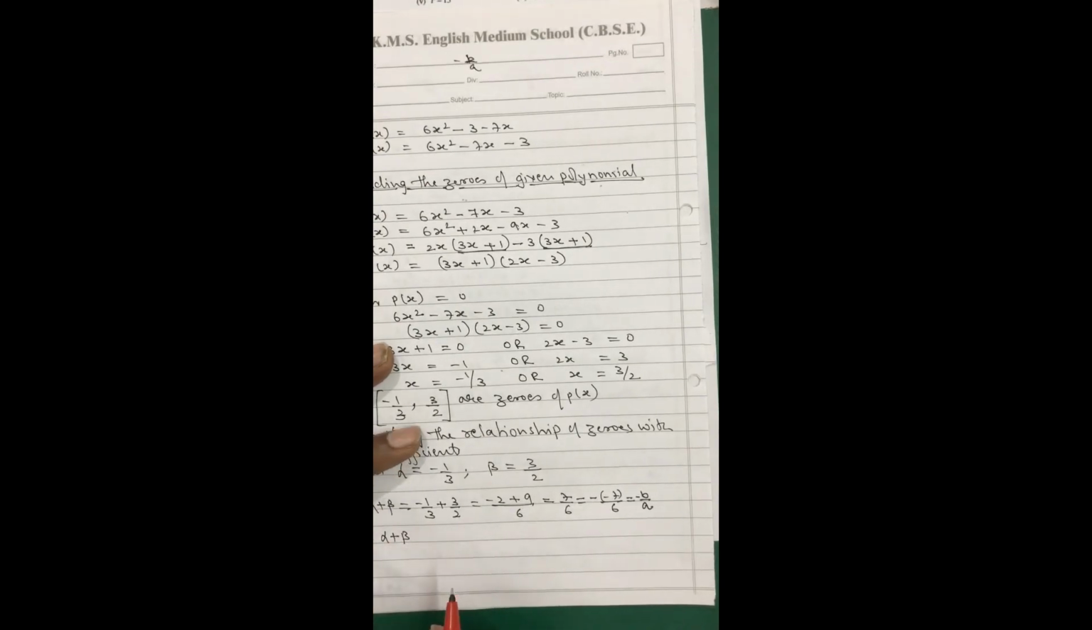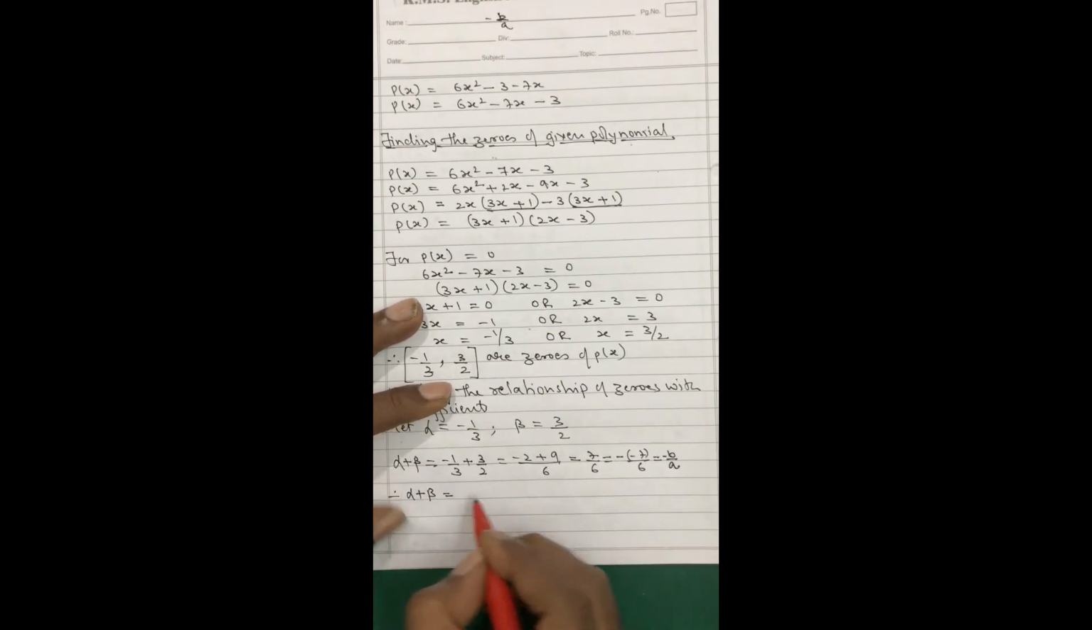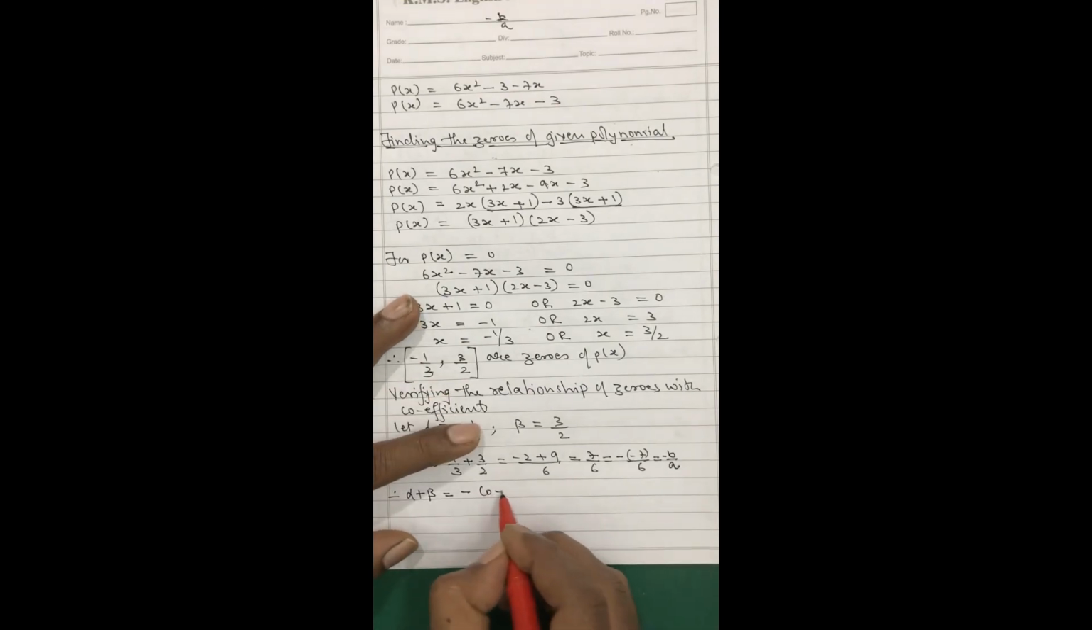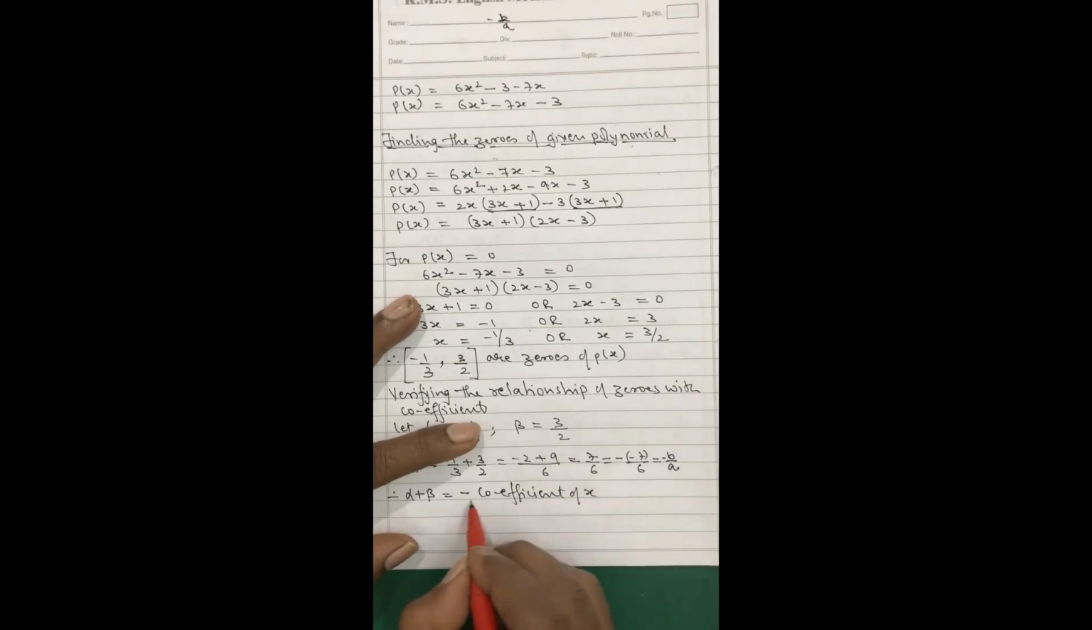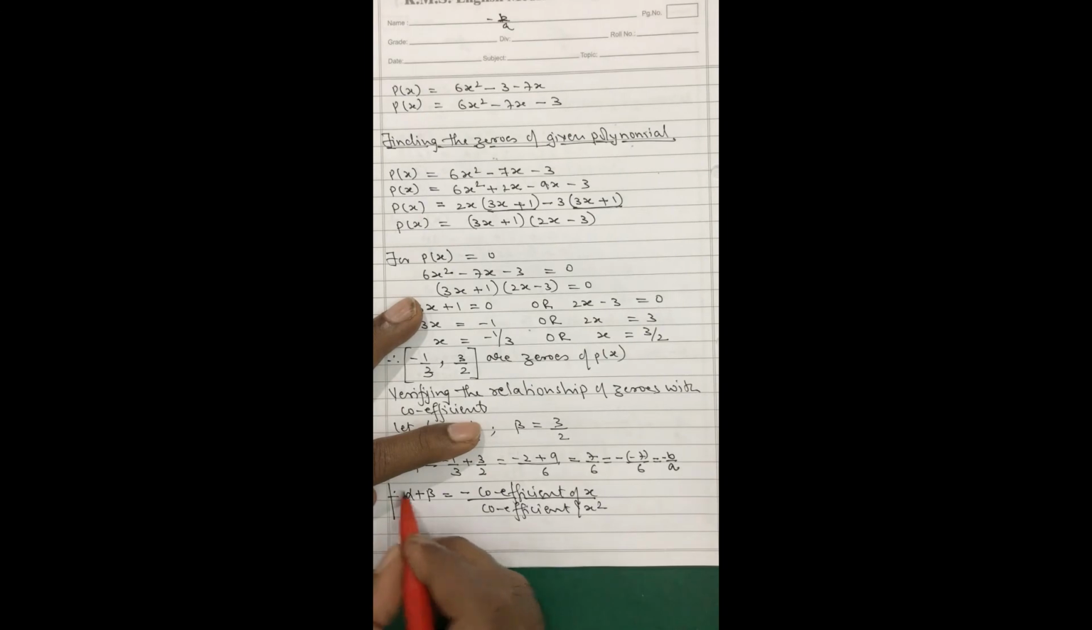Therefore alpha plus beta is equal to minus coefficient of x upon coefficient of x square. This is one relationship you have got.